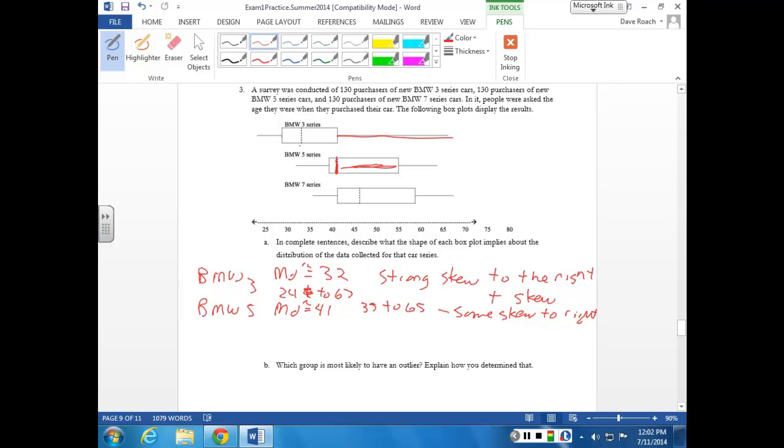You might also note that the median for this group is equal to about the third quartile of the first group. So this median for BMW 5 is about the same as the third quartile for the 3 series. So people are a little bit older when they buy this one. I don't know if that's a matter of price, or maybe it's a little more conservative car. I don't know.